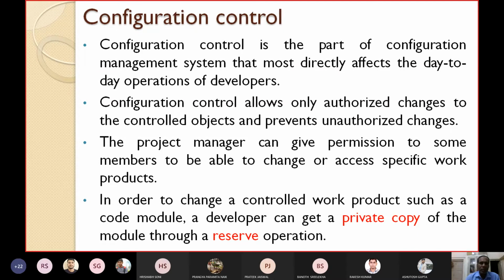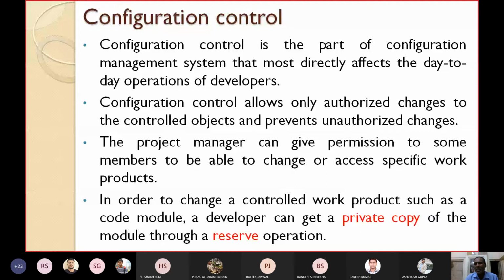In order to change a controlled work product, such as a code module, a developer can get a private copy of the module through a reserve operation. Yesterday I told you that nowhere will the master copy or the original copy be given for any change. Only a private copy will be given. And how can that private copy be given for making any changes? The developer will apply an operation called the reserve operation. He wants to make a change on which module of the source code, he has to apply a reserve operation so that no other person can access the same module till he completes the work. That means he is reserving that module till his work is over. Then only can any other person make changes.